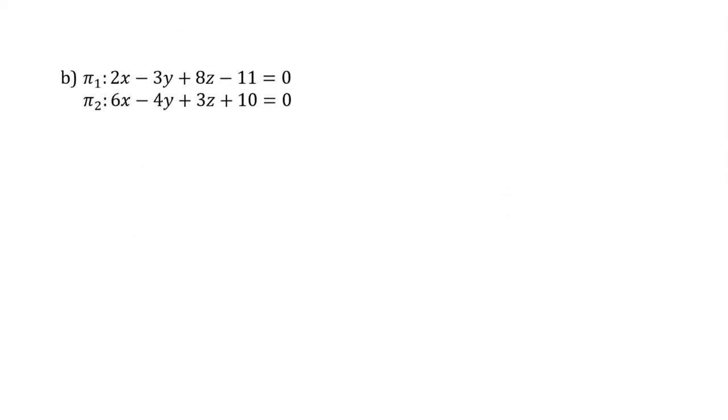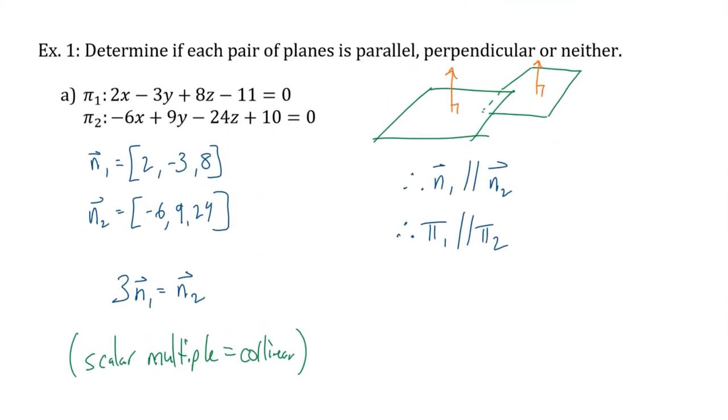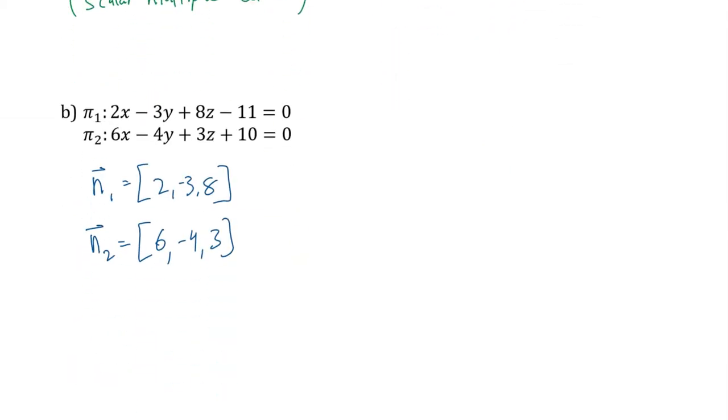Same thing. This is just asking the same question. Are they parallel, perpendicular, or neither? So I'm going to write out their normals. And the first thing I'm going to do is, by inspection, decide, are they scalar multiples of each other? And you can see that they are not. In the first example, you can see that they are just by looking at it. So that's something that you want to know to look for. And in this one, they're not.